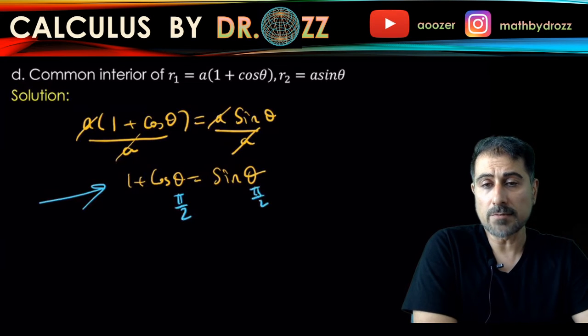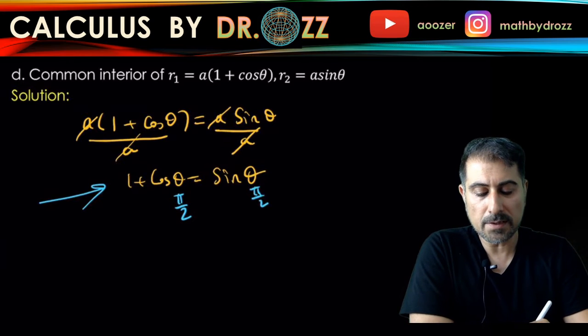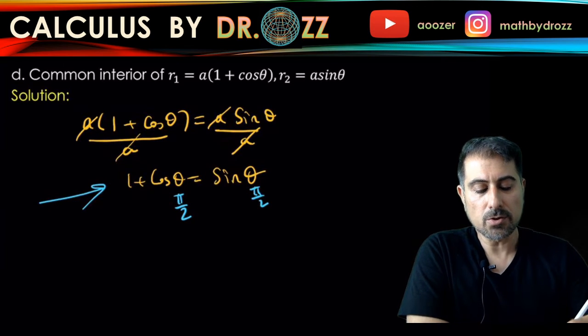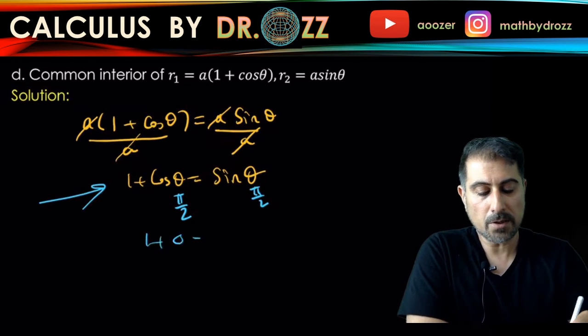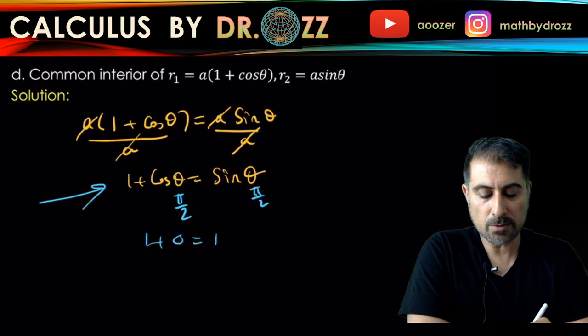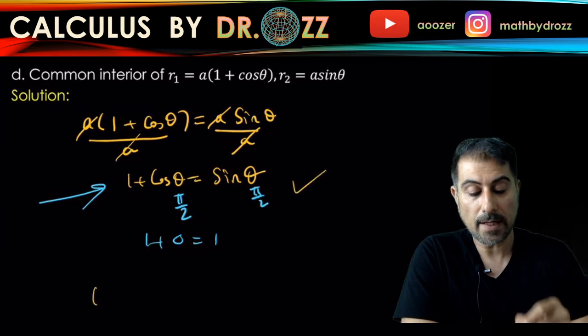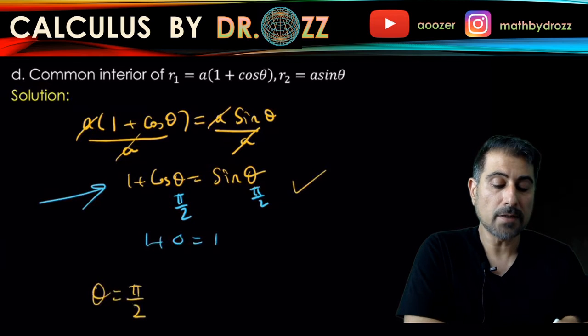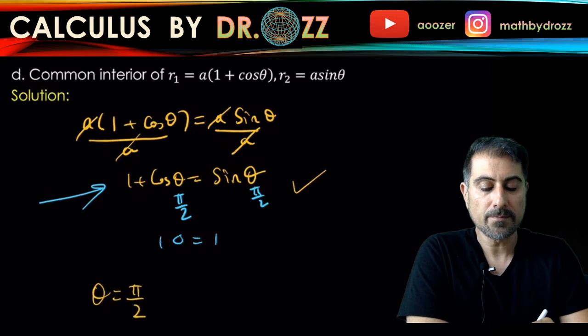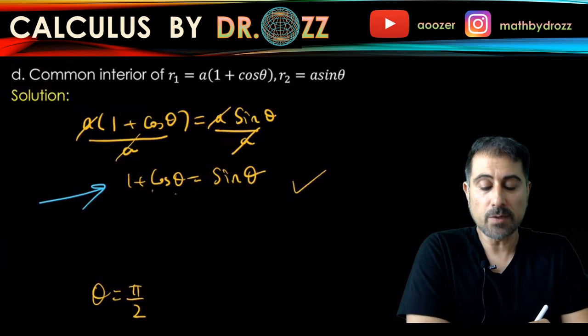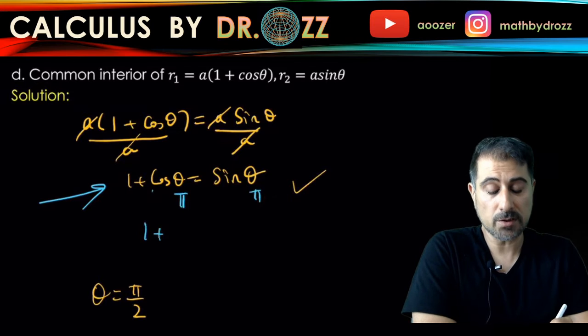Cosine pi over 2 is 0, and sine pi over 2 is 1, and 1 plus 0 is equal to 1. So I put a check mark here, so that means theta equals pi over 2 is one of the solutions. And I can do the same thing for theta equals pi. Well, cosine pi is -1, so 1 plus -1 is in fact equal to sine pi, which is 0.